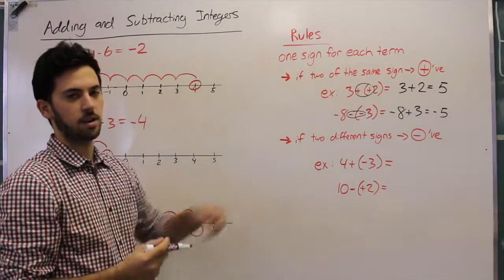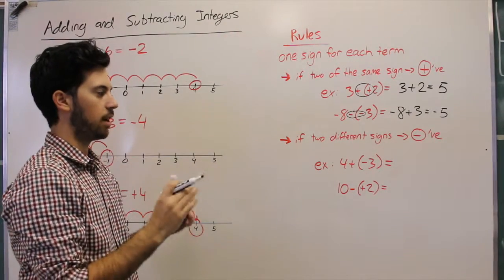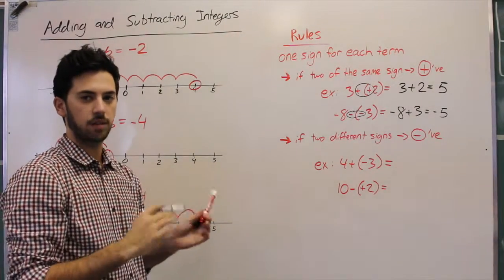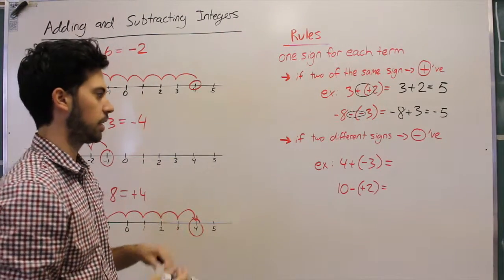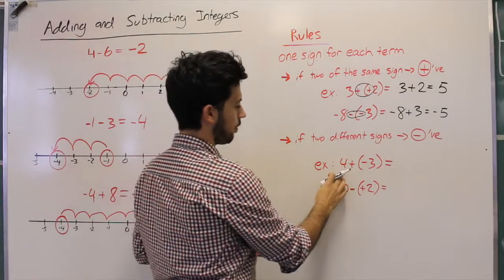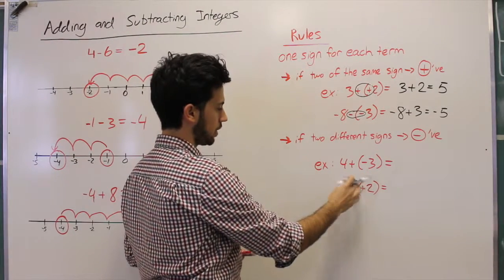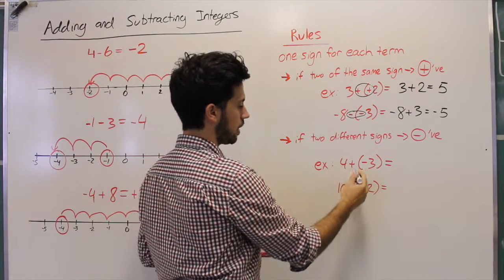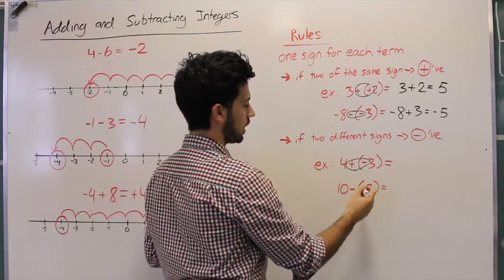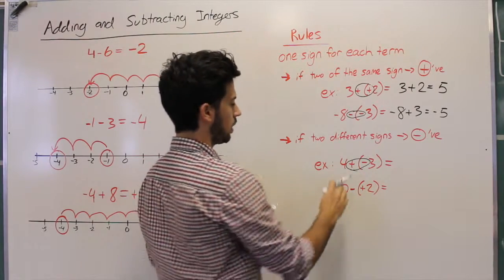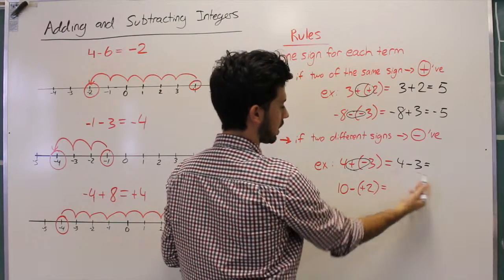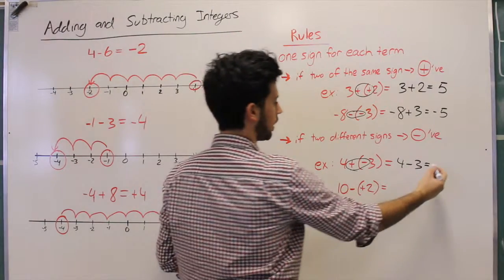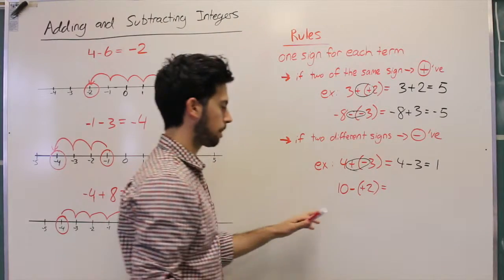If the 2 signs are different, if you have a positive with a negative or a negative with a positive, then we're going to get a negative in the end. So here I have 4 plus negative 3. A positive and a negative put together makes a negative. So this will be 4 minus 3. And now it's much more simple to see that this would equal 1.